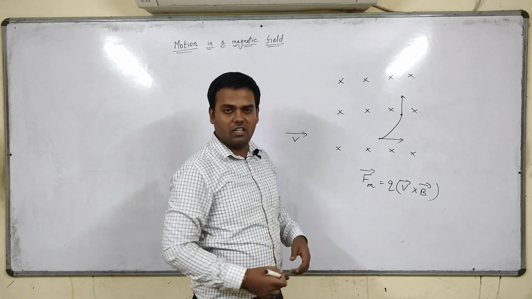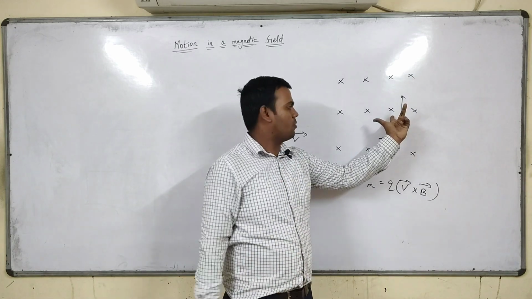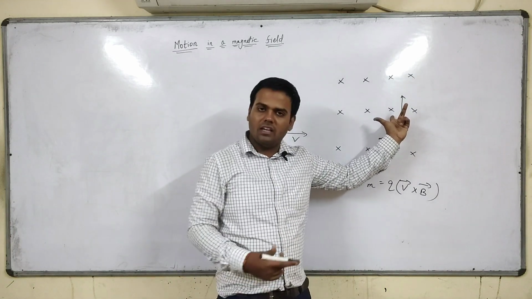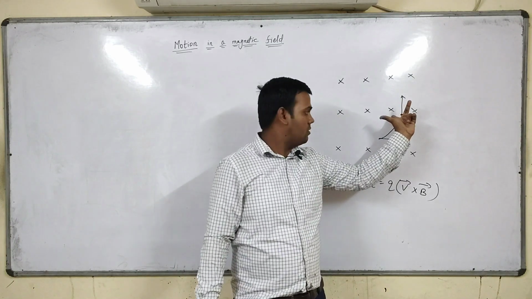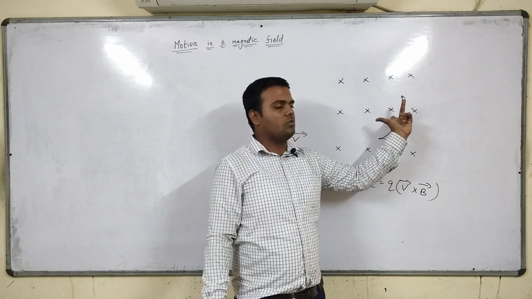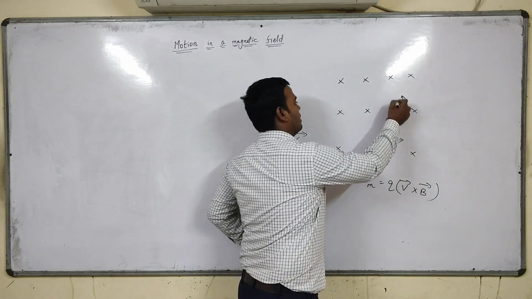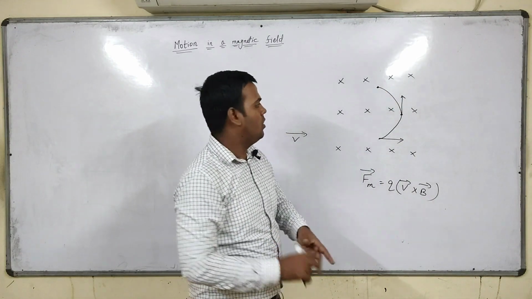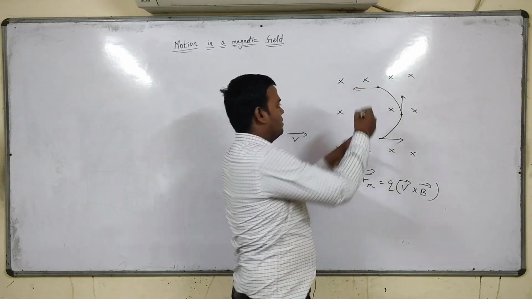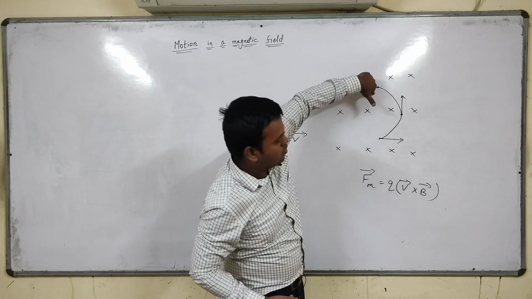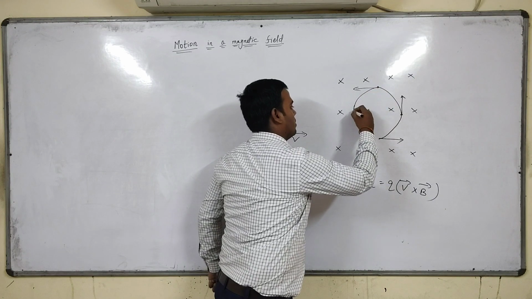Again, there is a magnetic force. From Fleming's left hand rule, we can find the direction of the magnetic force. The magnetic field is inside the whiteboard, and the motion of the charged particle is upward, so the force is to the right side. So the charged particle moves something like this. Again, by Fleming's left hand rule, with the magnetic field and the motion of the charged particle like this, the force is in the downward direction. So the charge will move here.